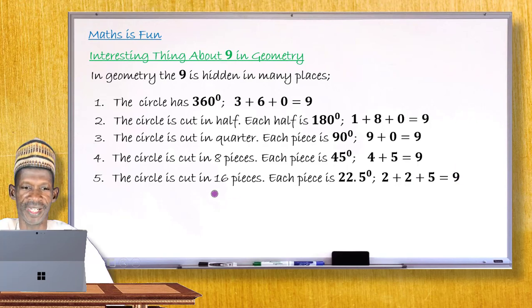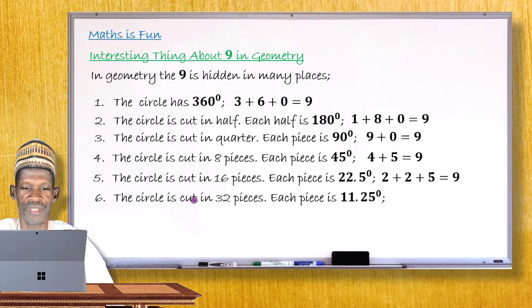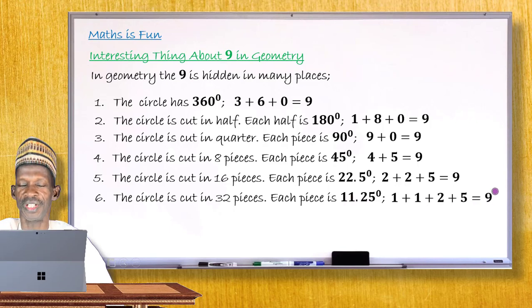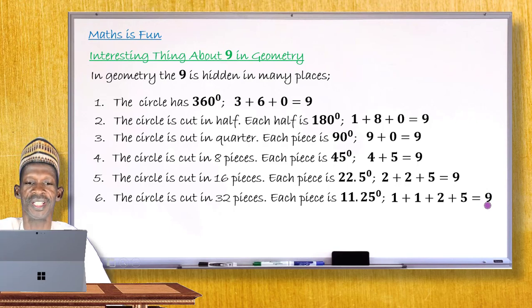Let me finally divide my circle into 32 parts. Into 32 parts, each part will now have an angle of 11.25 degrees. And adding those 4 digits, 1, 1, 2, 5, if you did it correctly, you still have the same number 9, which means this 9 is somehow buried inside your geometry, which I believe you never noticed.